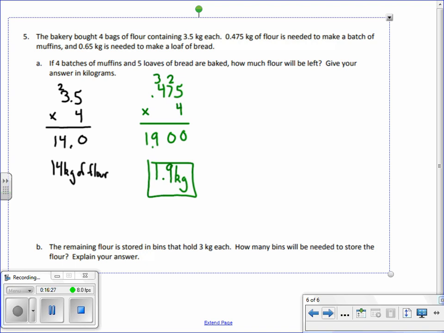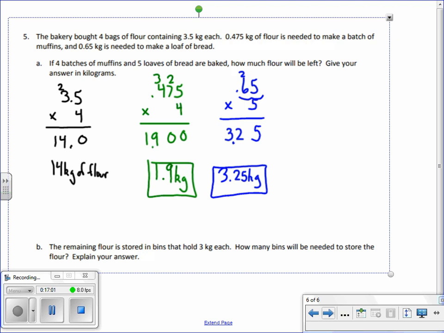5 loaves of bread. So our bread was, anybody see our bread? 0.65. And we're going to do that times 5. 5 times 5 is 25. 6 times 5 is 30, 31, 32. So we have 3.25 kilograms for our bread.